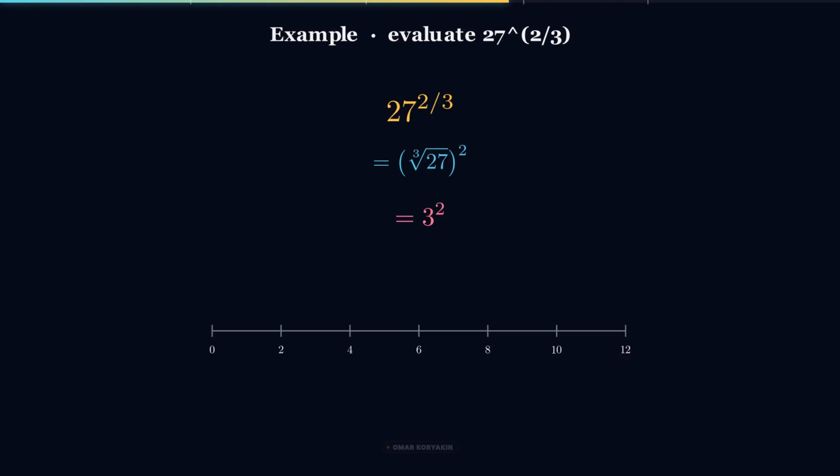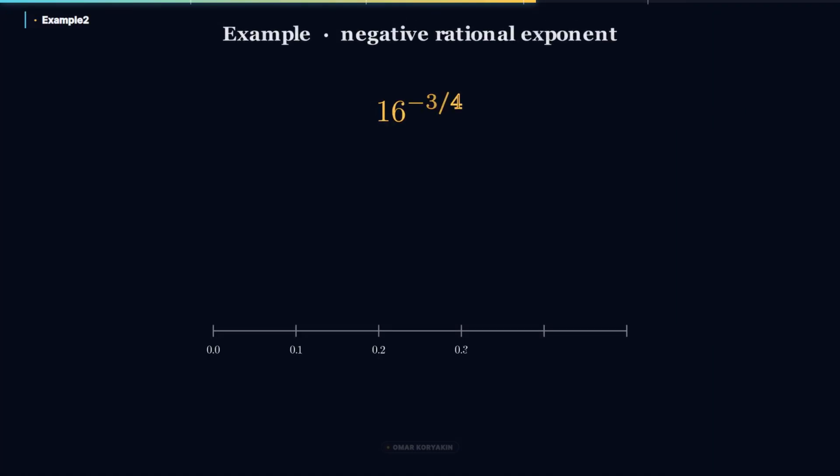Example 2. Evaluate 16 to the negative 3/4. The minus sign on the exponent means we will flip first. Flip. 16 to the negative 3/4 equals 1 over 16 to the 3/4. Now compute the positive rational exponent. The fourth root of 16 is 2, since 2 to the 4th equals 16. Then 2 cubed is 8. The denominator is 8, so the fraction is 1 over 8.